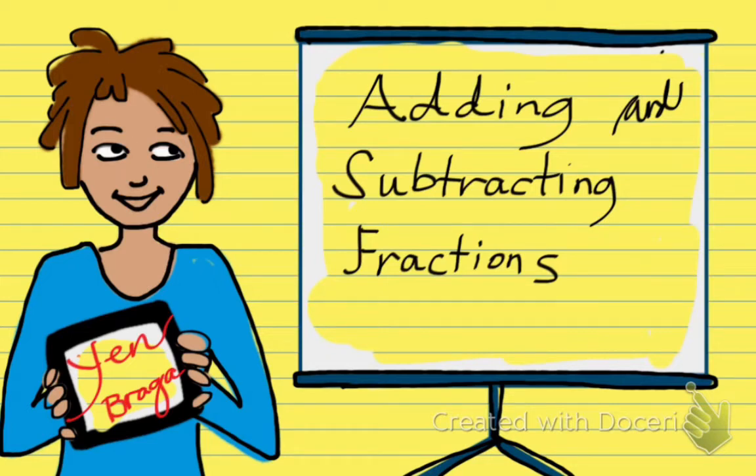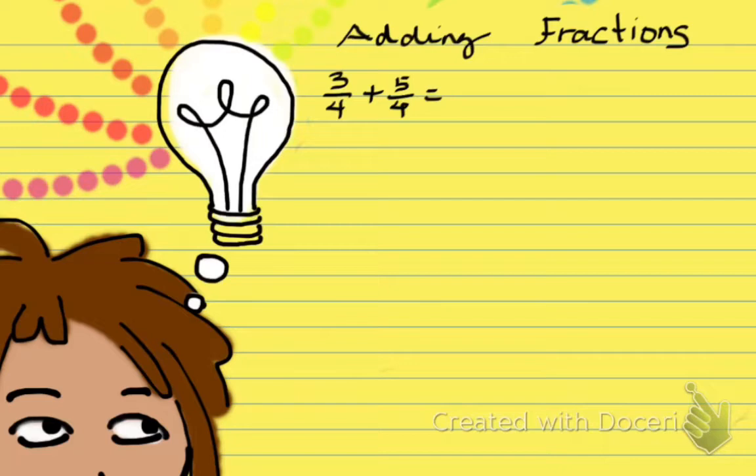For today's video, we will be talking about adding and subtracting fractions. So let's add these fractions. For example, we have 3/4 and 5/4. First, let's make sure that the bottom numbers, or the denominators, are the same. In this example, our denominators are 4. So we have the same denominators. It's very easy to add these numbers.